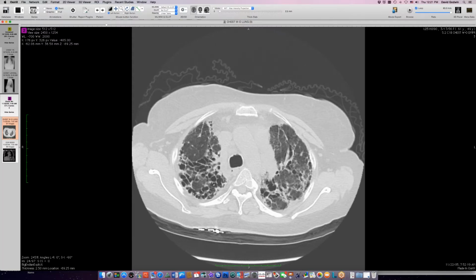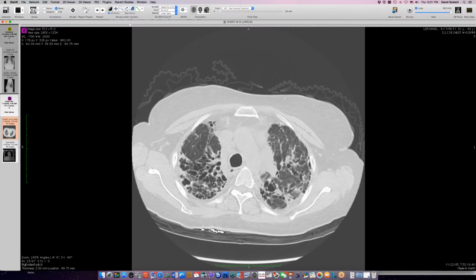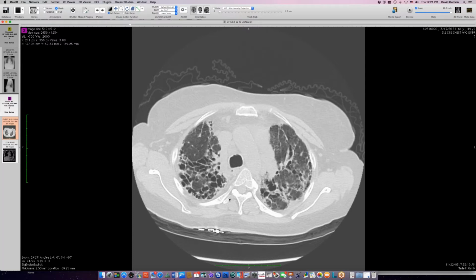So I think not everything that looks like honeycombing really is honeycombing, and I think we ought to designate a thin-walled cystic abnormality that doesn't have other features of honeycombing and consider that pathologically separate.